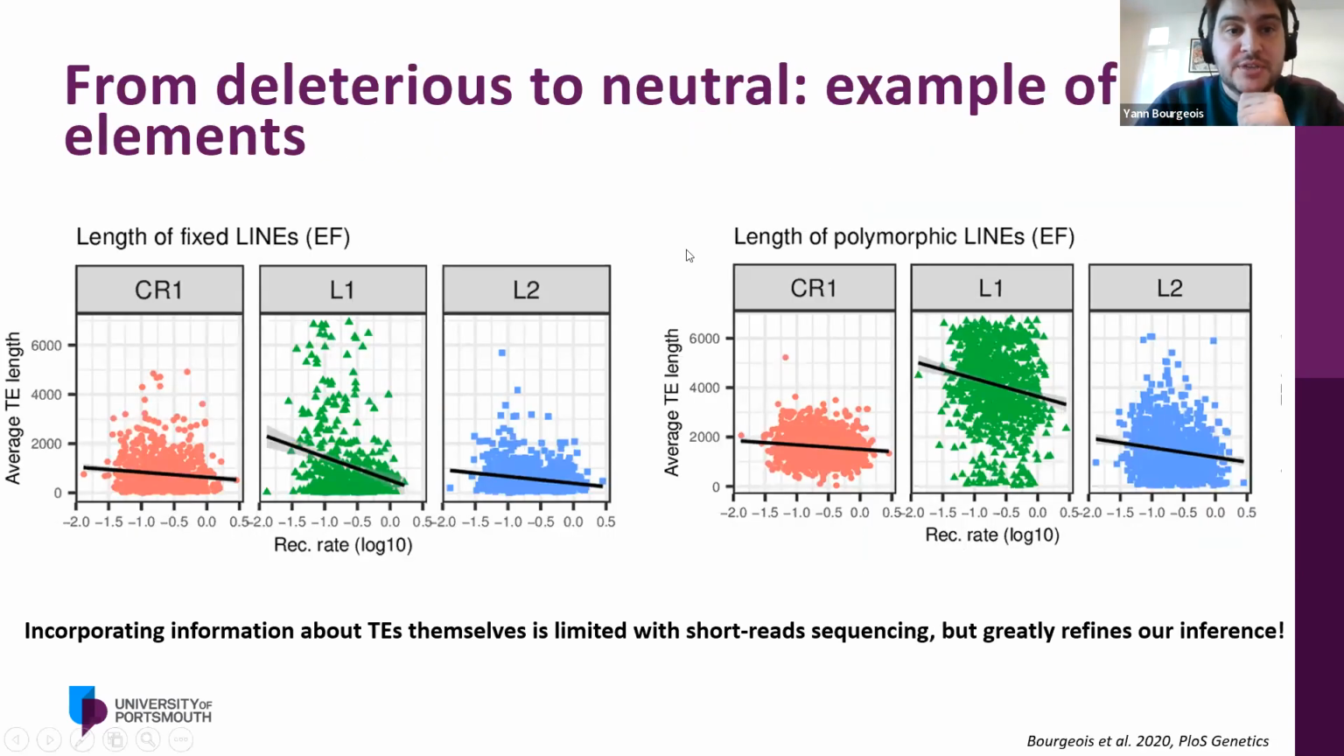What's interesting also is that if you include even more information about the element, for example, in the case of LINEs, we can also provide an estimate of their length. And we can see that the longer these elements are, the less frequent they become in regions of high recombination, which again is consistent with what we expect in terms of, for example, ectopic recombination. So if you have long elements, they are more likely to be involved in this deleterious mechanism, and therefore become more strongly selected against in regions of high recombination.